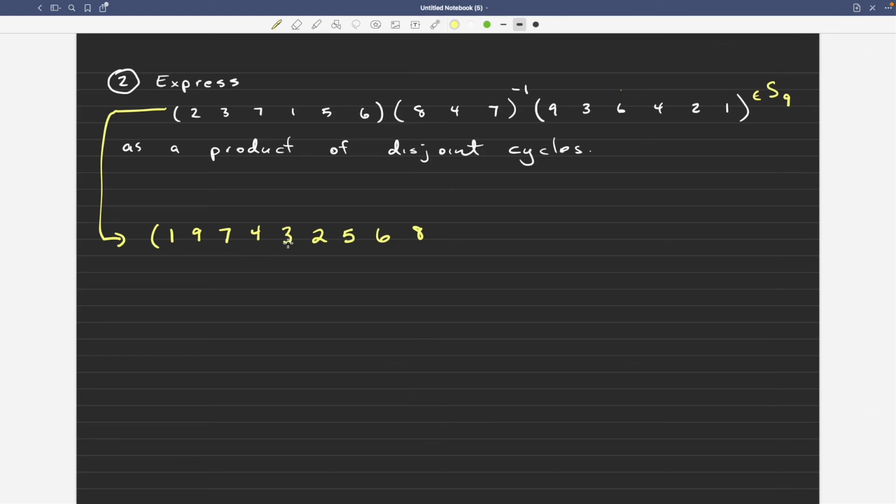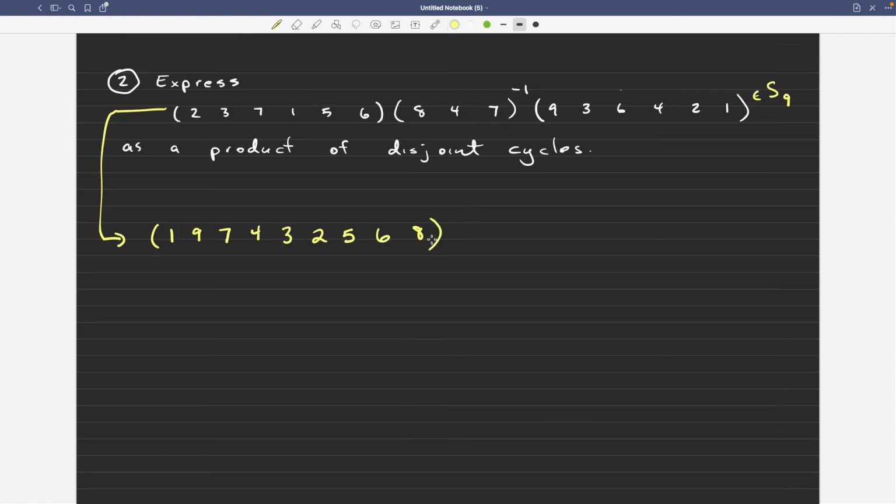1, 2, 3, 4, 5, 6, 7, 8, 9. I see that I've used all 9 elements, so it must be the case that 8 is going to map to 1, but let's just check to make sure that's true. 8 maps to 8 here. Since we're doing the opposite arrow, 8 would go to 7, and then 7 goes to 1. So it did what I thought it would do.